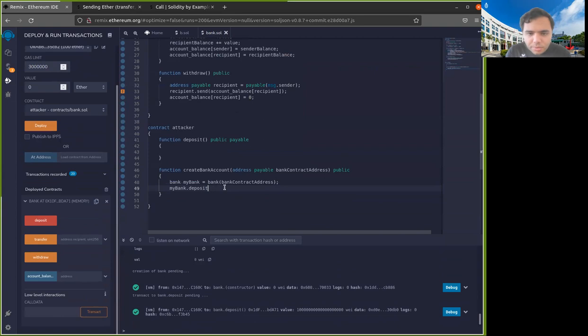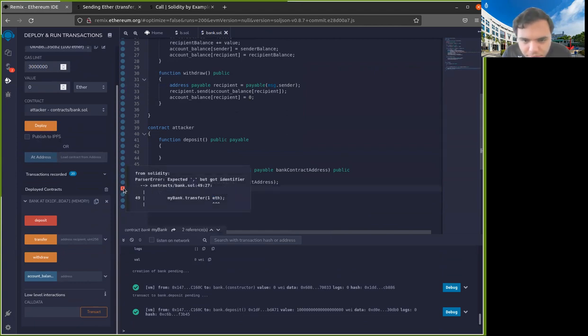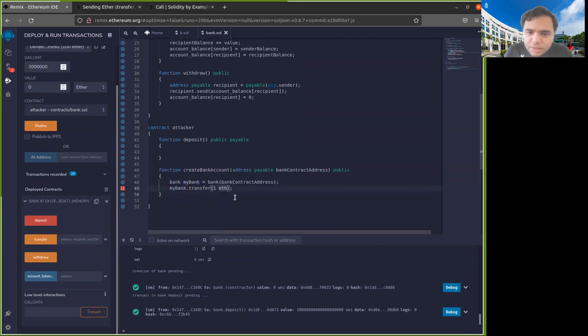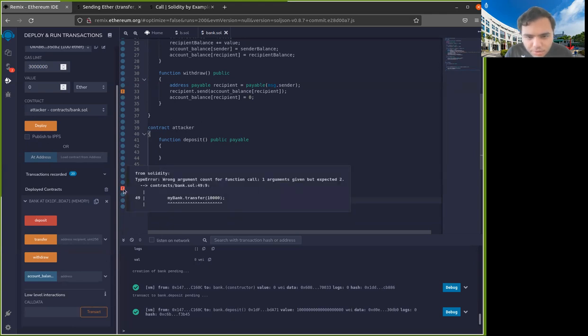Okay, let me just use the fallback function. So let's say I just transfer some amount of money, 1 Ether, to my bank. I have to write Ether. Okay, again, I'm not used to this new version of it. So I can just say how much I try.